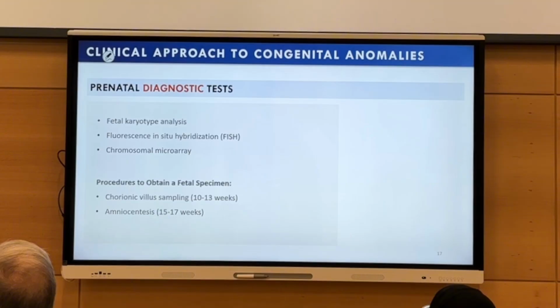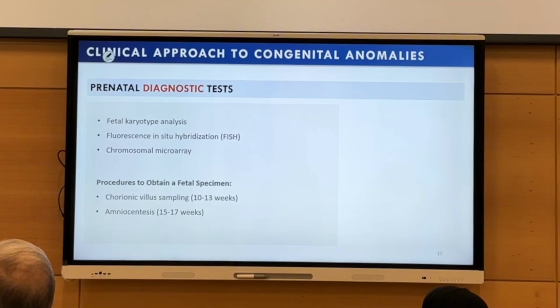Is it done for all pregnant ladies? No. So to whom do we have to do it? To anyone for whom the screen is positive. So if your NIPT is positive, this is one scenario. The other scenario is if you have a pregnant lady who has a previously affected child with chromosomal abnormalities. The other scenario is if you have a fetus with an abnormal antenatal ultrasound.